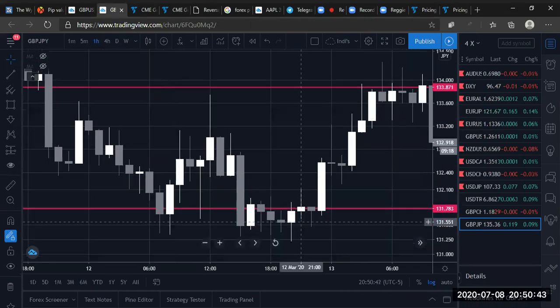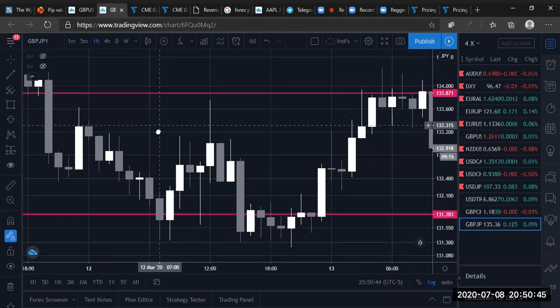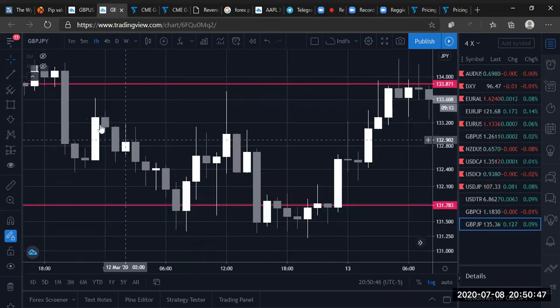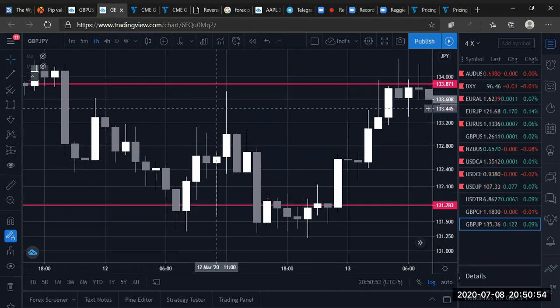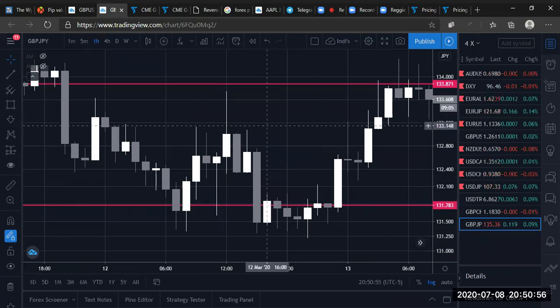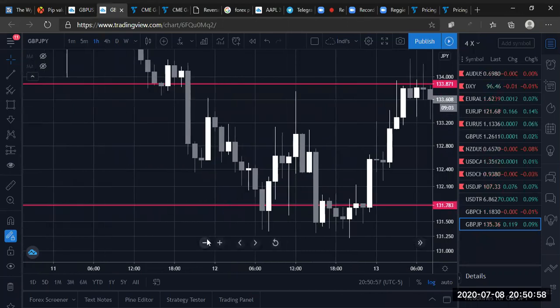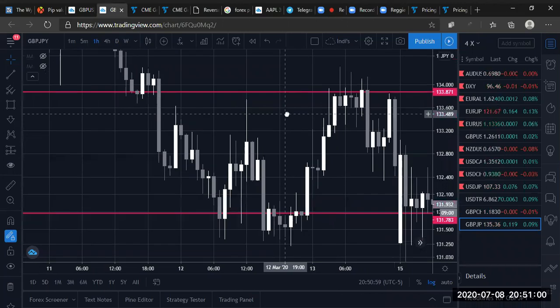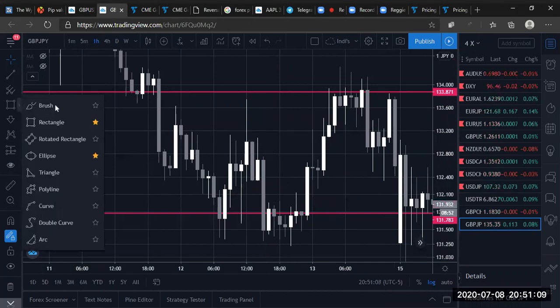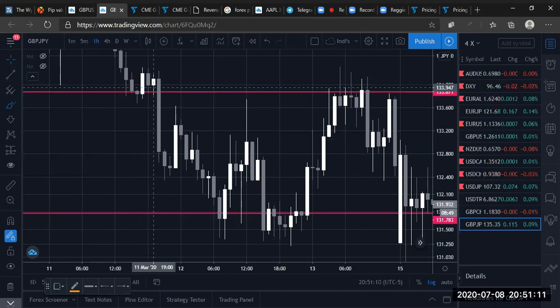This can be an example of a double bottom right here. You see how price came in this way? Price made a nice little down move. It came down here to the bottom. It rose up a little bit and came back down again. It's kind of wide out, but that's still a double bottom. And then you see the break. This right here will be the break. Kind of ugly, but I mean, it's still a good example.